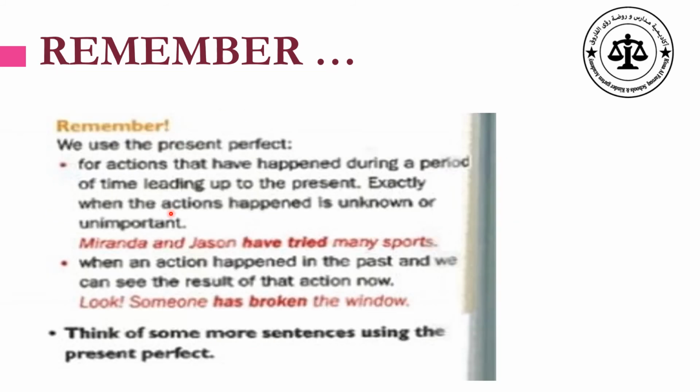This is a note about the use of present perfect. As we see here, we have 2 examples. The first one indicates that when the action happened is unknown or unimportant. And the second example indicates that this action happened in the past and we can see the result of that action now. Miranda and Jason have tried many sports. And look, someone has broken the window. We can see the result of this action now.